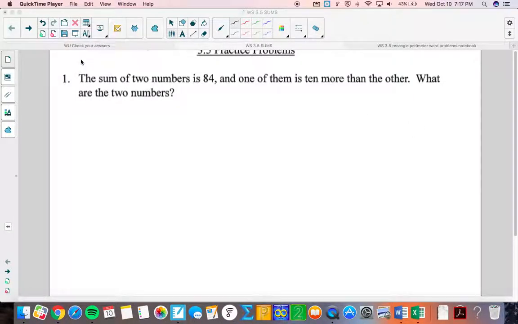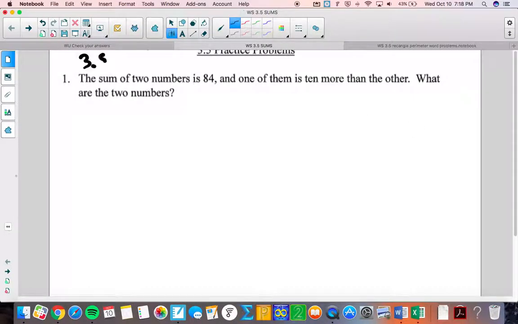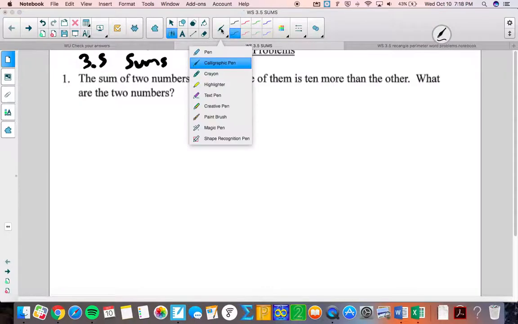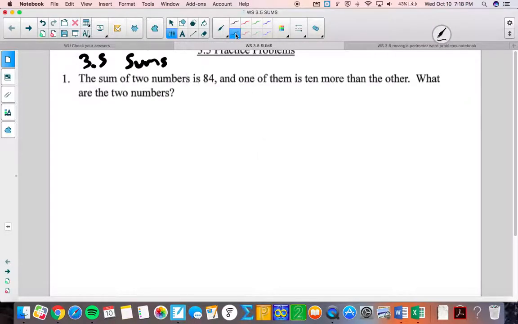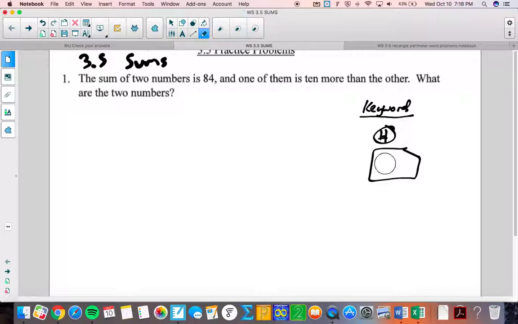Worksheet 3.5 might also be called sums. So here we go. What's important is that we mark the text. By marking the text, we're going to underline keywords. We're going to circle numbers. If you see a number, give it a circle, and then we're going to box the question, because it's important that we go back and make sure we answer that question. Otherwise, all that work that we've done doesn't really matter because we never answered the question.